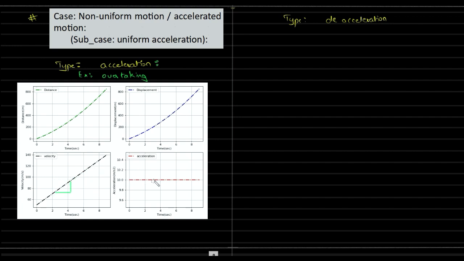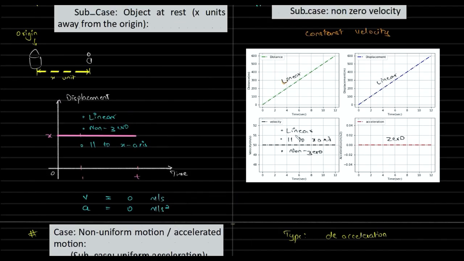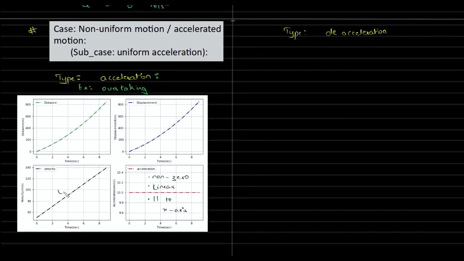While your acceleration is a non-zero value, right? This is linear. This is non-zero. And it is parallel to x-axis. Right? So something like this. This turns out to be linear and increasing. This is nothing but this would be non-linear. That's all we need to tell. Non-linear.